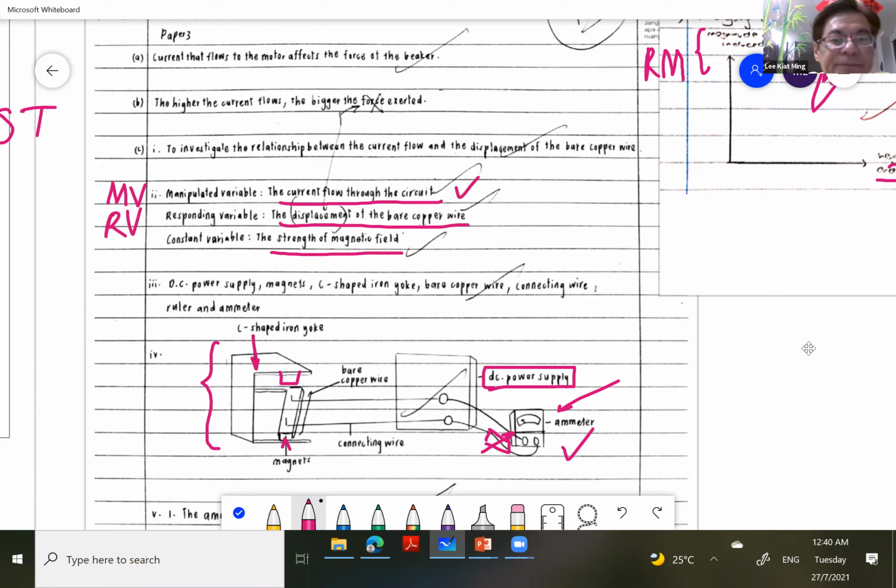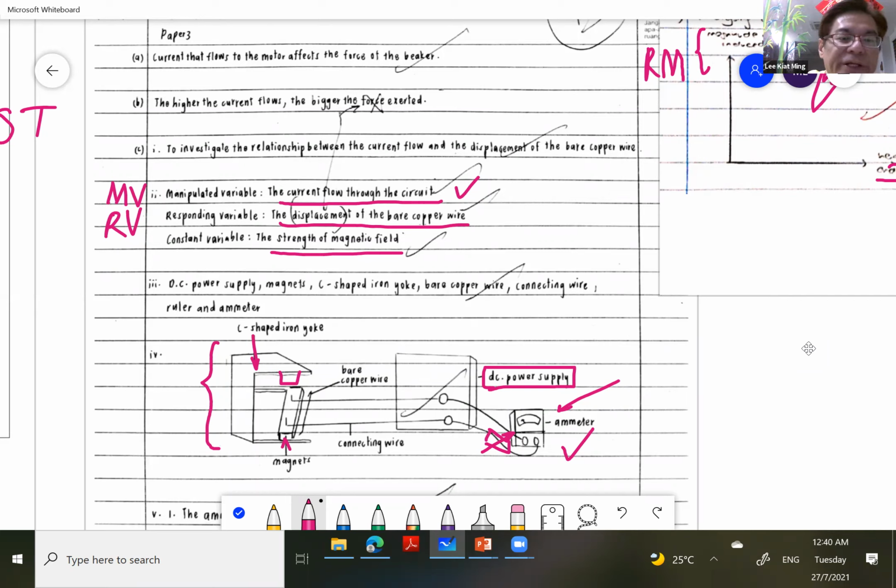What did I mention just now? Strength. Okay. Saya ulangi ya. Di pembalik ubah dimanipulasi, arus yang mengalir melalui litar. Alright, bergerak balas, displacement ataupun jarak sasaran yang dilalui oleh wire kuprum. Alright, constant variable, kekuatan medan magnet.